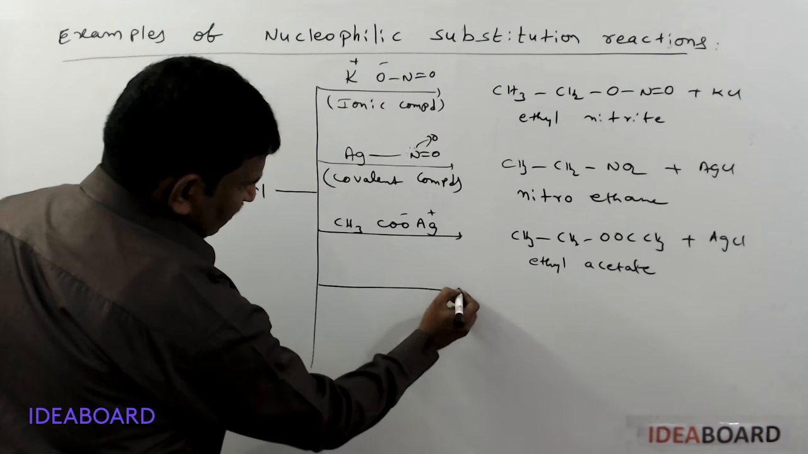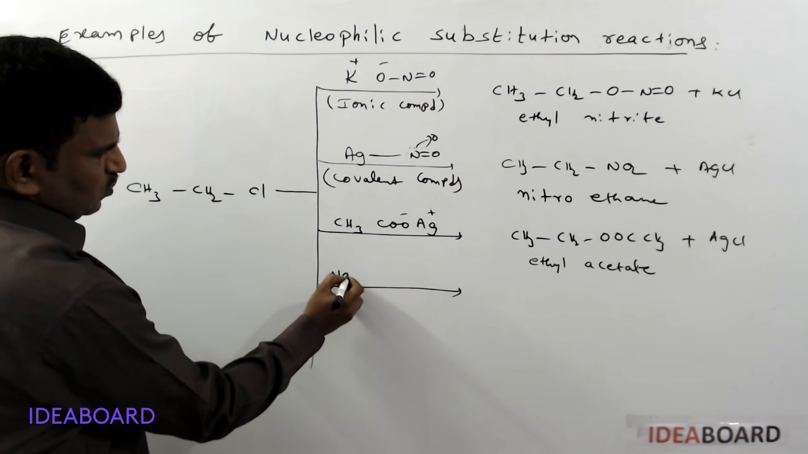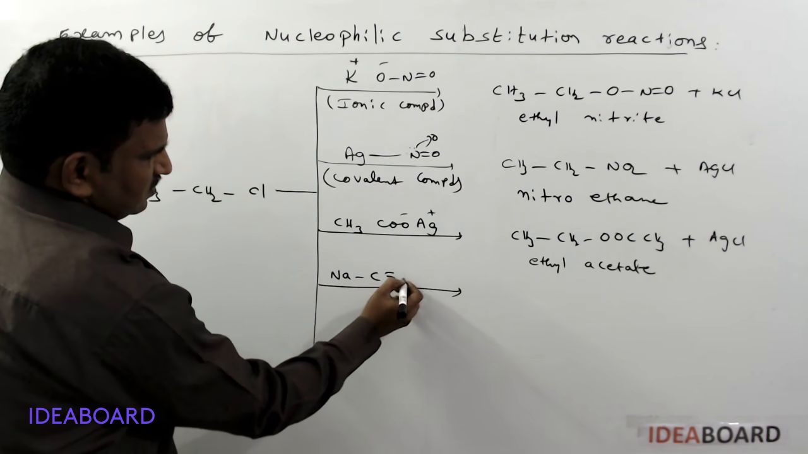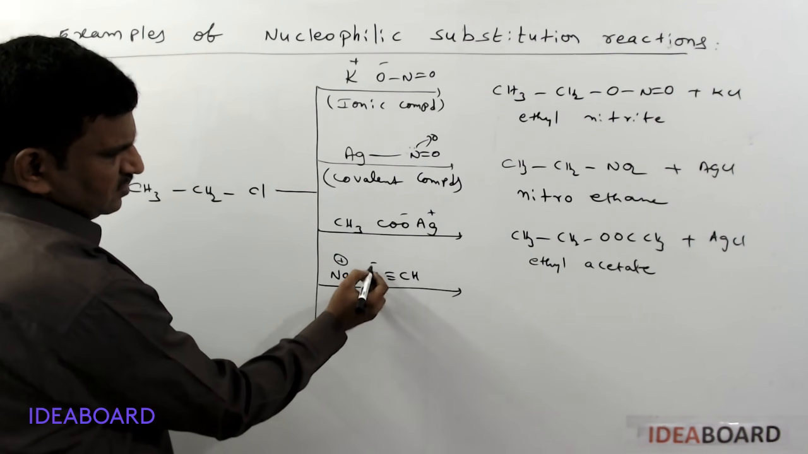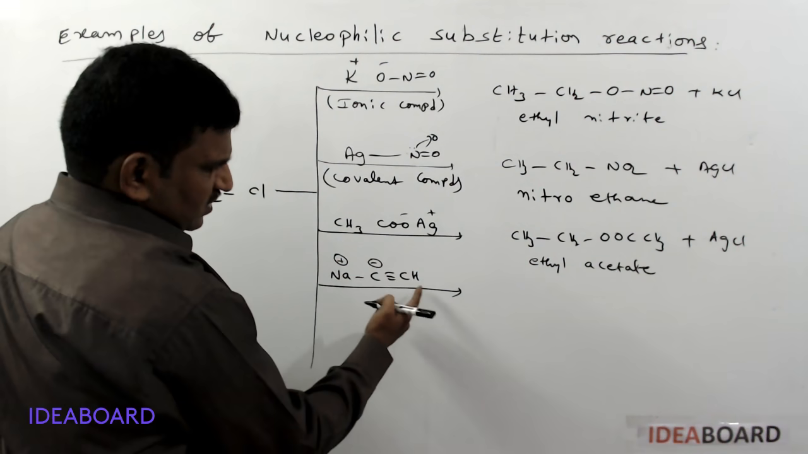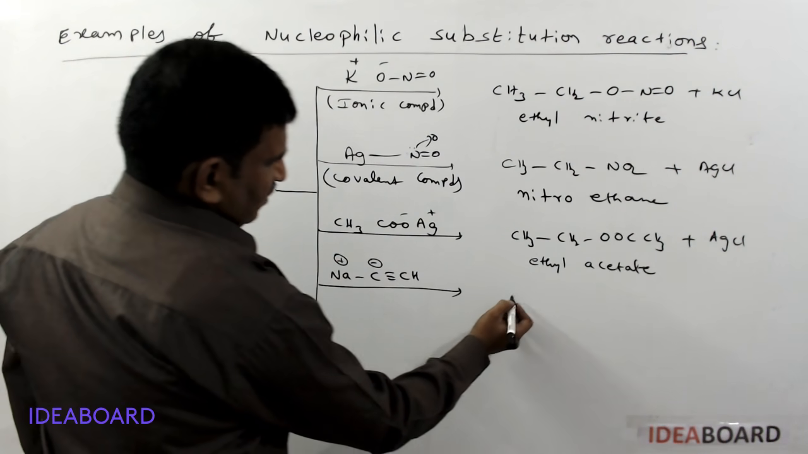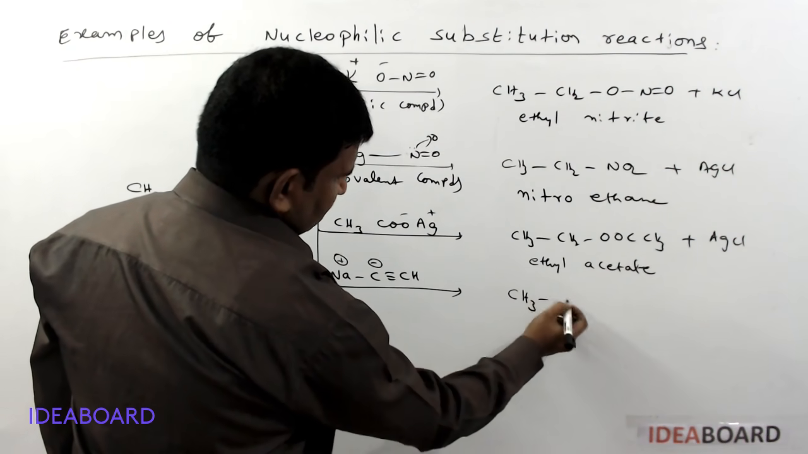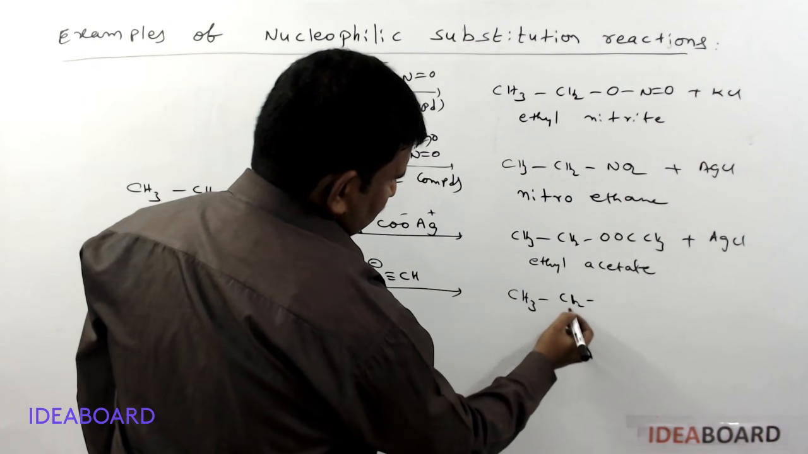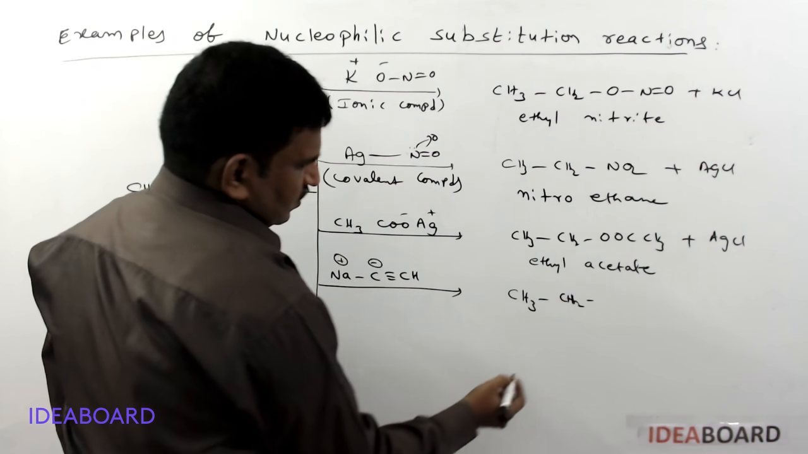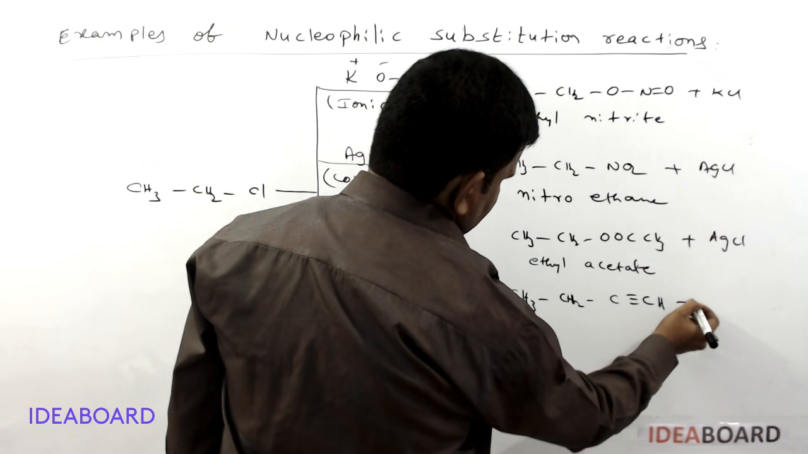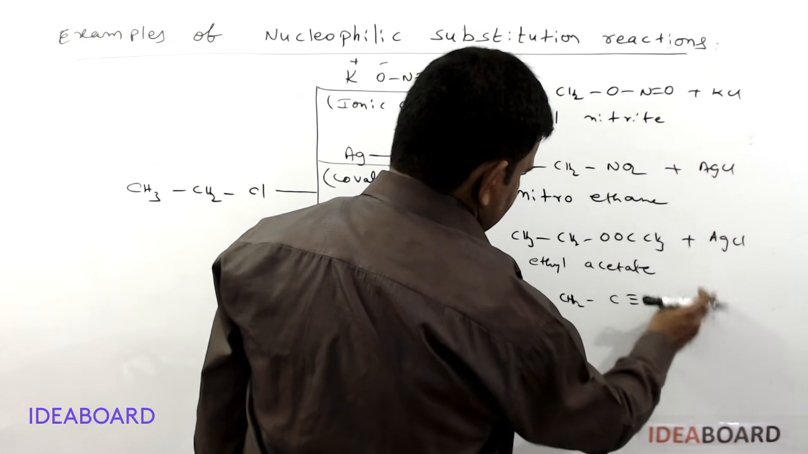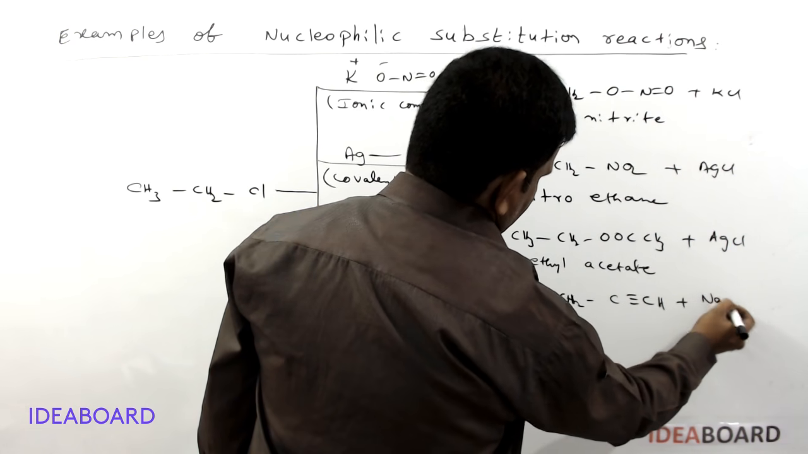And next, if you are taking sodium acetylide, C≡CH, here Na+ and C− are present. This acts as a nucleophile, and so we get CH3CH2C≡CH plus NaCl.